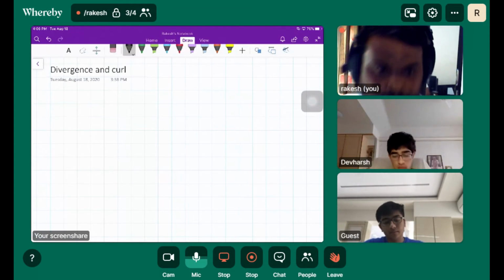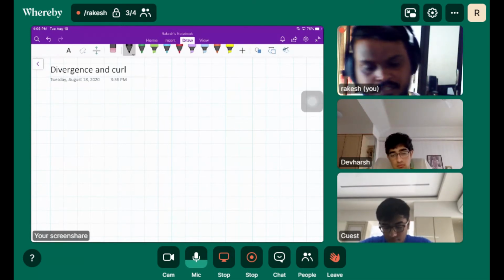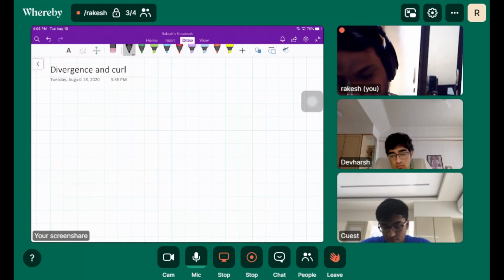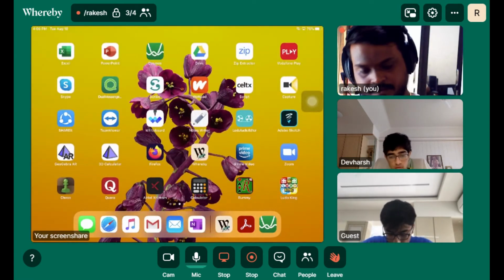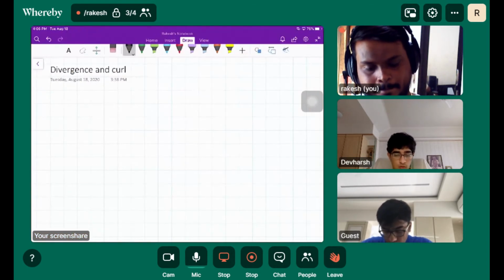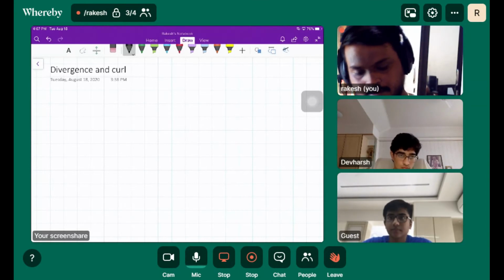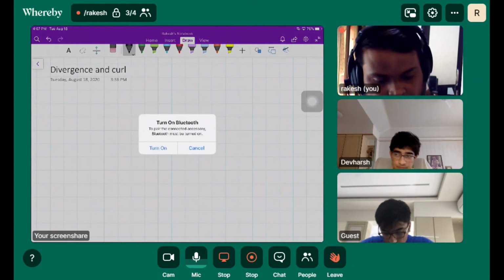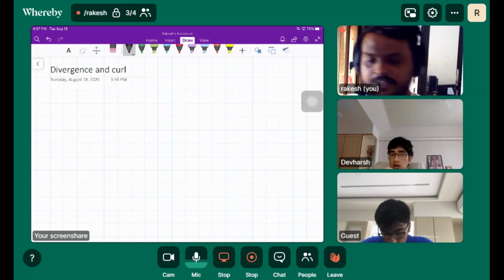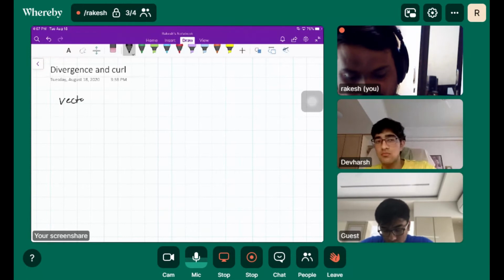Now we are going to study the characteristics of the vector field. So let's write down. Just a second. My pencil is not connecting. Okay, fine. So just write down about vector field. What does vector field actually mean?